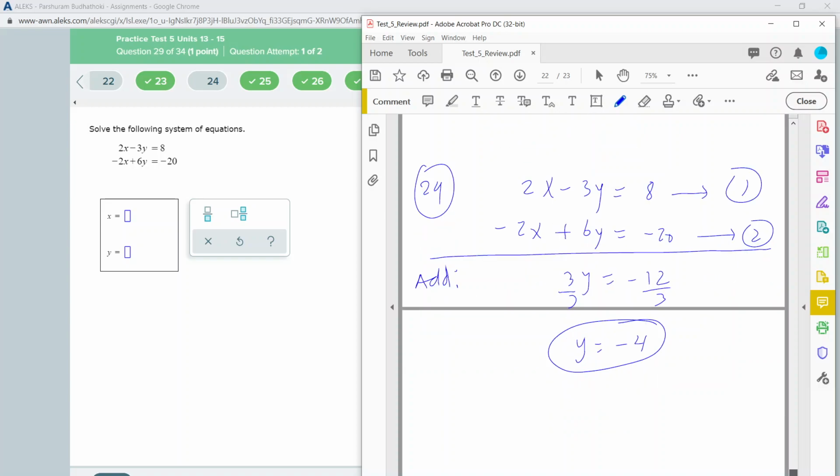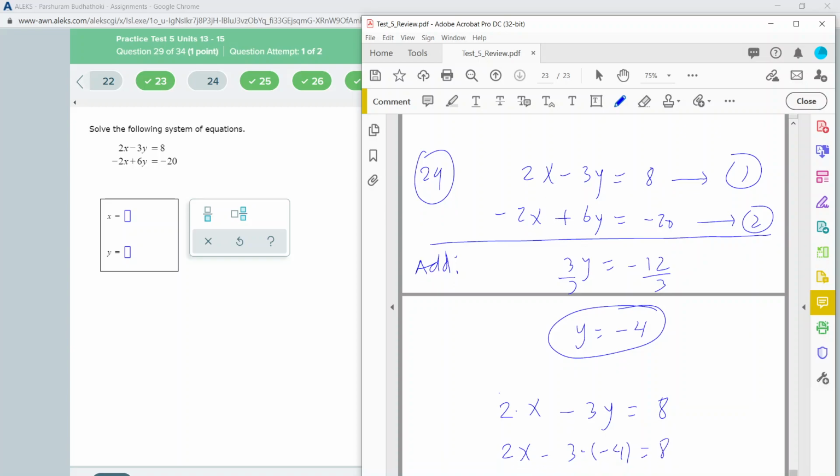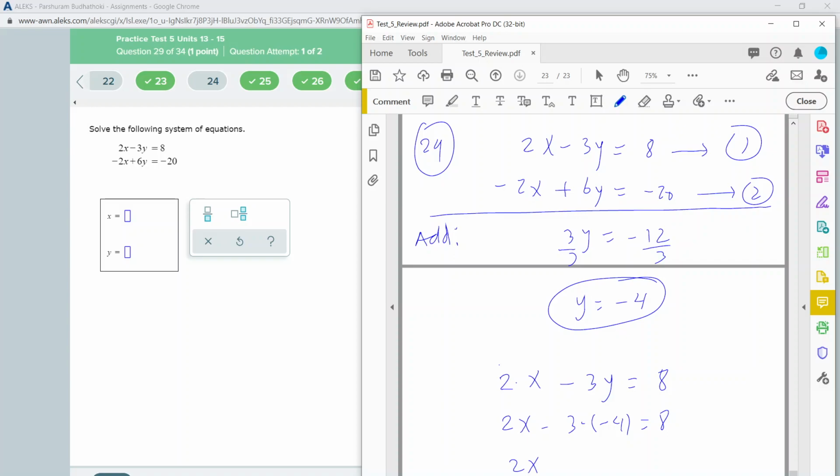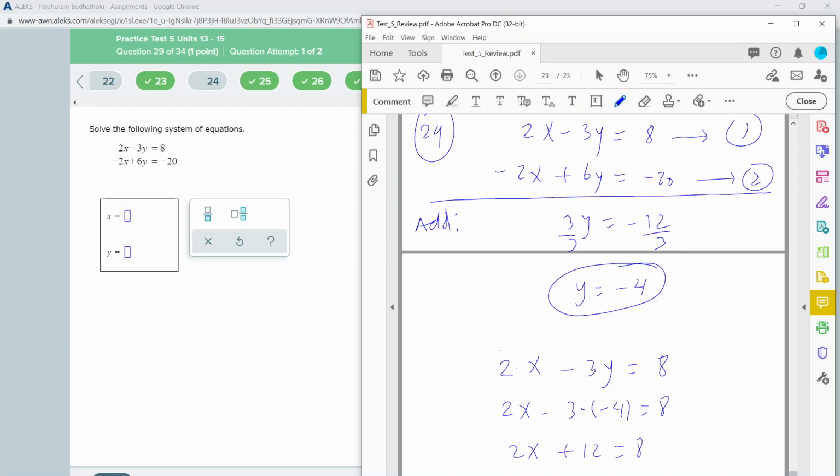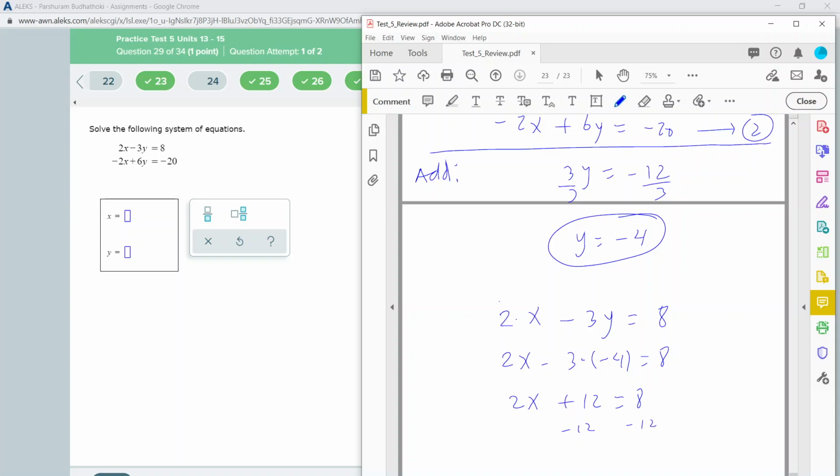For finding the value of x, I will pick one of the equations, like equation 2, which is negative 2x, or maybe equation 1. I don't want negative 4x on the left side, so I will pick equation 1. So 2 times x minus 3 times y is equal to 8. I'm going to plug in y equals negative 4 and find the value of x, which is 2x plus 12 equals 8. If you subtract 12, that will be 2x equals negative 4, and just divide by 2, that will be x equals negative 2.